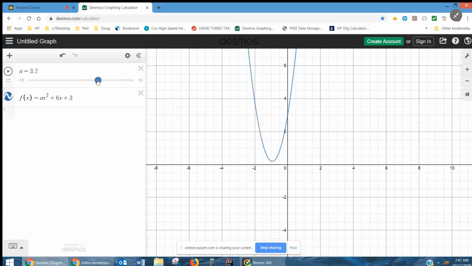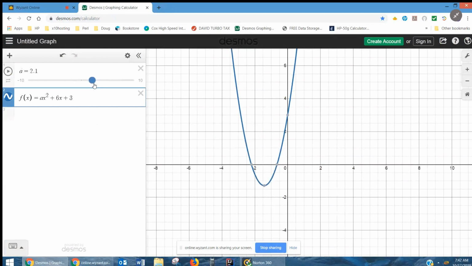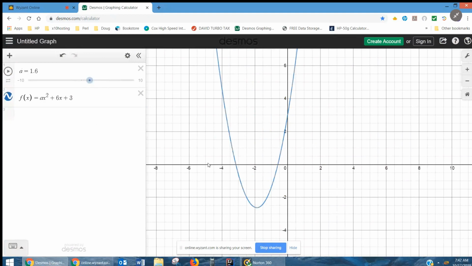whoop, there's the one real solution right there. Looks like negative 1, 0. But if I go to a less than 3, all of a sudden that parabola is crossing the x-axis in two places. So it will have two real solutions.